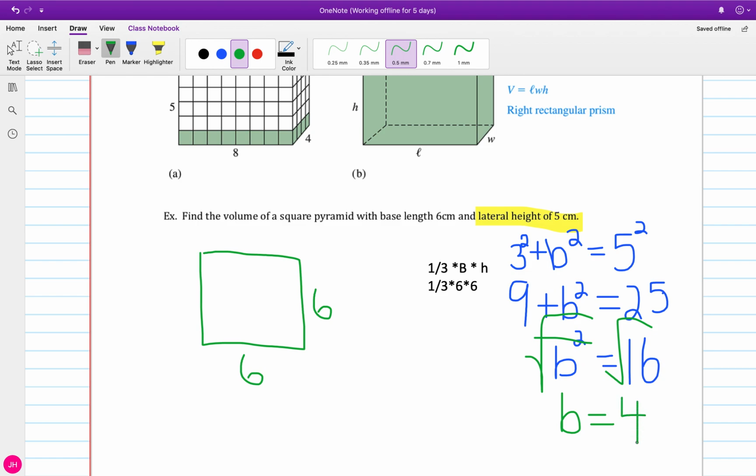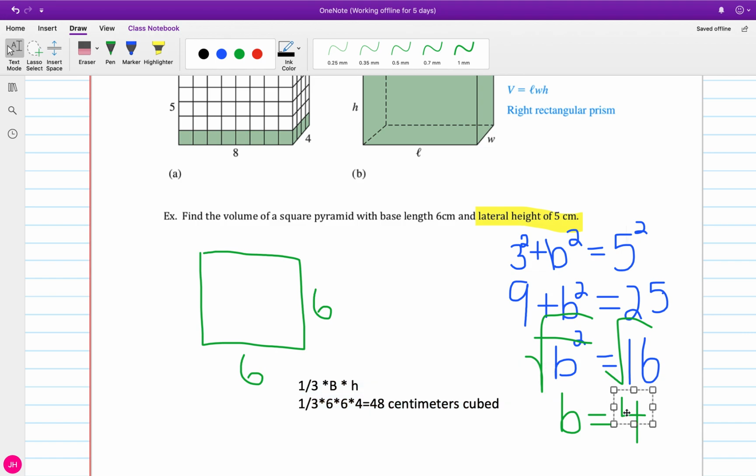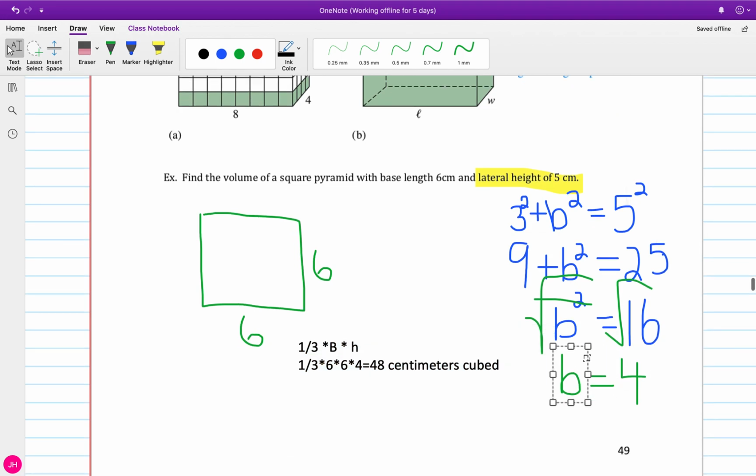Now, if you're going to get confused because of that b and this capital B, again, you can call it something else if you want to. So the height, coming back up here to my text box, my height is 4. So that's going to give me 48, and we're going to do cubed, or centimeters cubed. I'll move this over so we can see a little bit better. So this b right here was my actual height, not my lateral height.